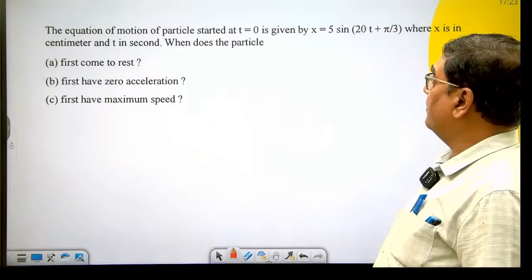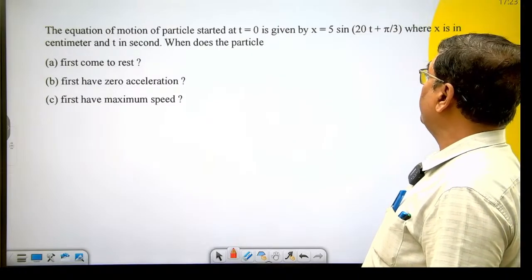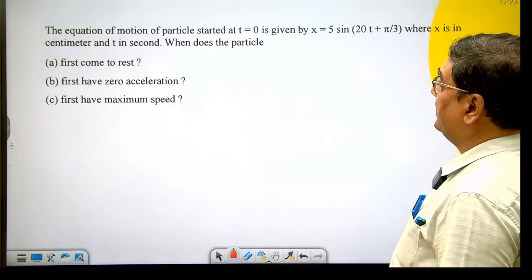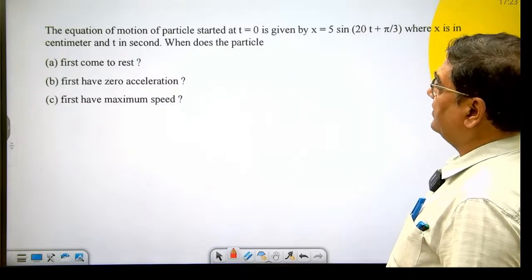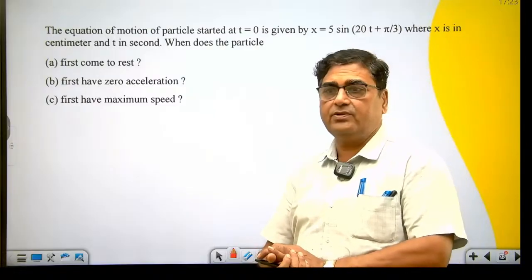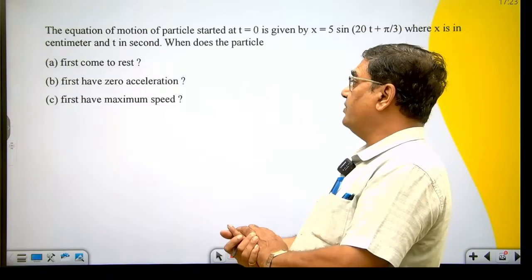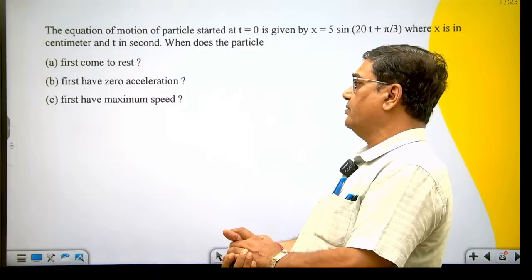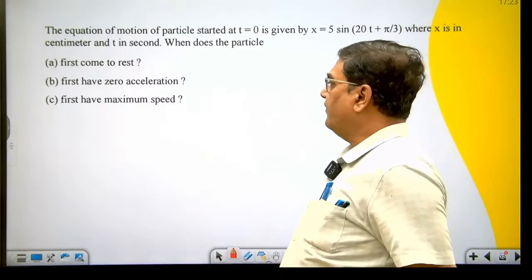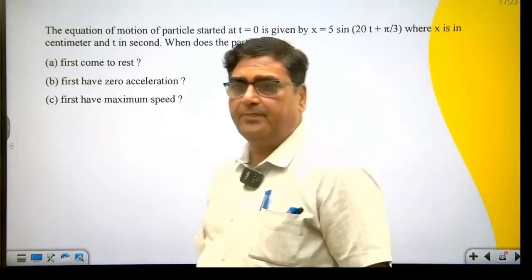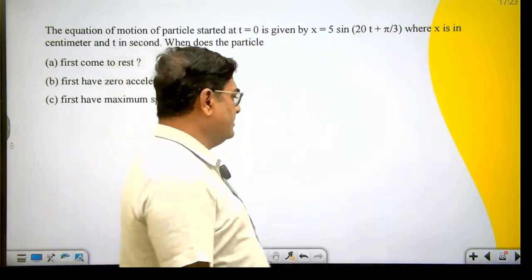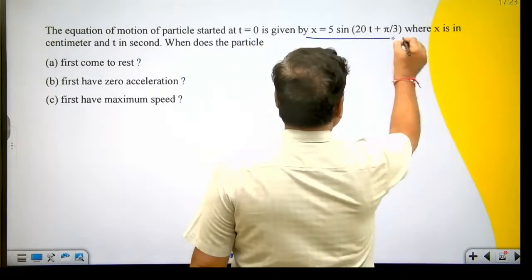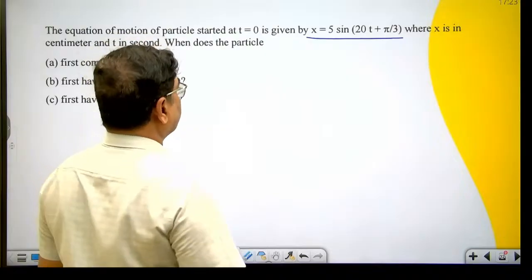The equation of motion of a particle started at t equal to 0 is given by x equal to 5 sine 20t plus pi by 3, where x is in centimeter and t in second. When does the particle first come to rest? Rest means velocity becomes 0. First have 0 acceleration: in case of SHM, acceleration becomes 0 at the mean position, where force becomes 0. First have maximum speed: speed remains maximum at the mean position. So we can easily answer all the questions. This is the equation.